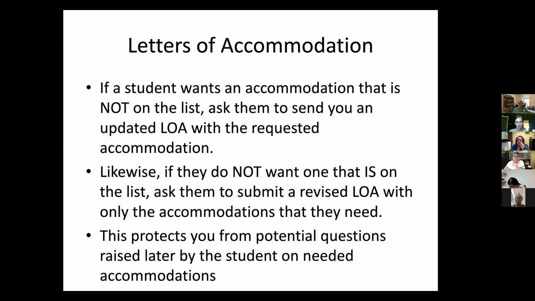When they meet with you, if they want an accommodation that's not on the list for your LOA, ask them to send you an updated LOA with the requested accommodation. Sometimes it's just because they haven't thought about it. Sometimes it's because they may want an accommodation that they're not eligible to have. So if it's not on the LOA, just ask them to send you a new, updated one with that on it. If they're eligible, they can do that very quickly. If they're not eligible for it, it's not going to happen.